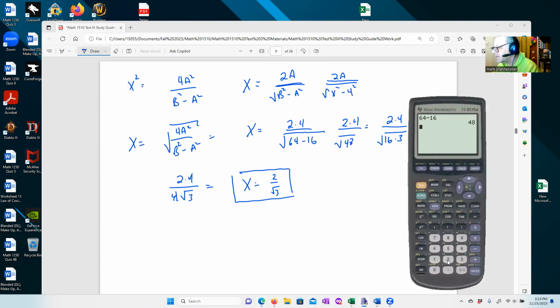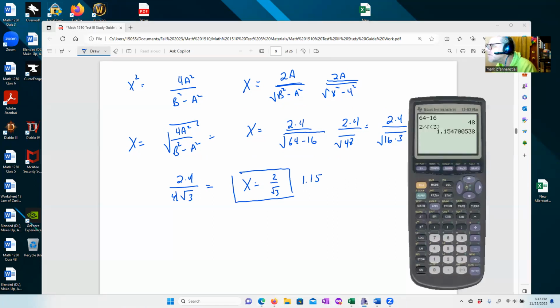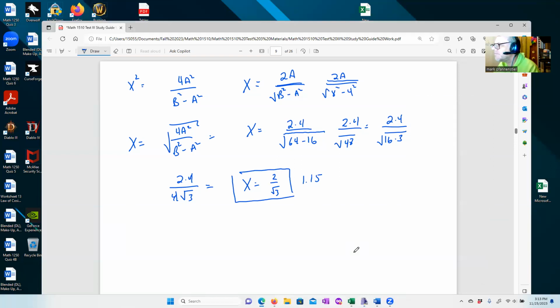So we're going to say this is going to be 2 divided by the square root of 3, and we'll say equals. I got 1.154, 1.1545, we'll say 1.155. Okay. So that's the point at which I want to go ahead and cross the river.